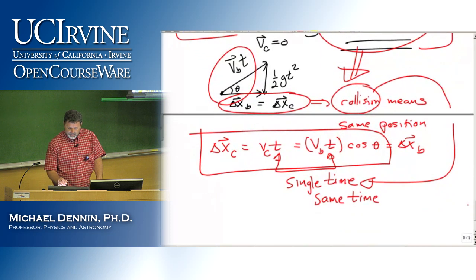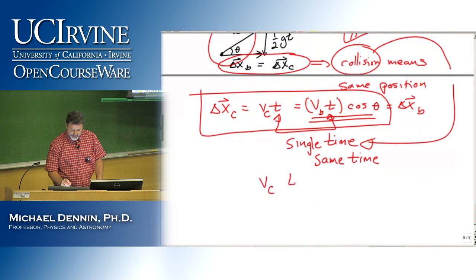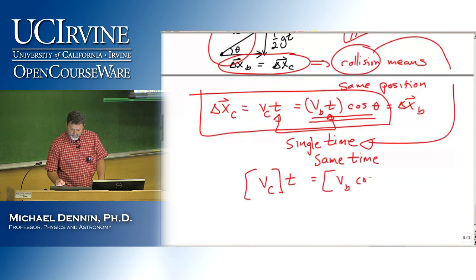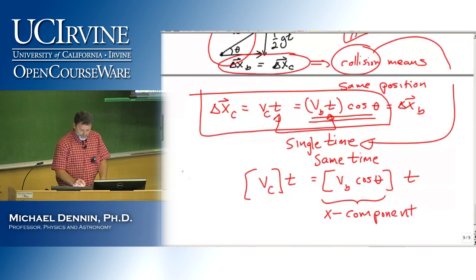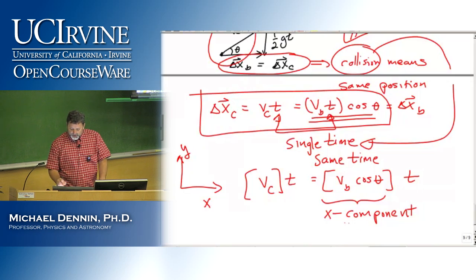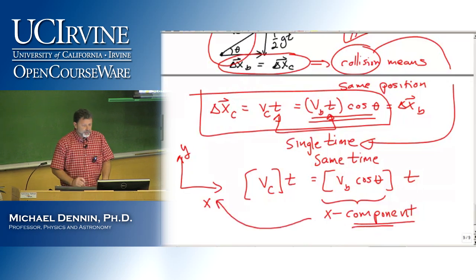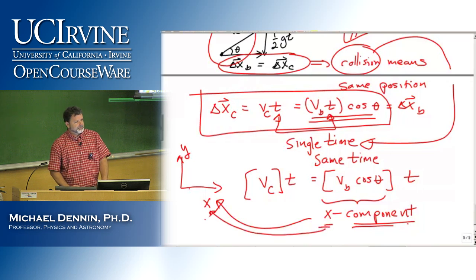And this highlights the idea of what we mean by a component to the velocity. Notice we can write these equations as v of the cart times time, and we can write it as vb cosine theta times time. And we call this the x component, or horizontal component, when I make my coordinate system. If you're going to use components, you better have drawn a coordinate system. If you use components and you don't draw a coordinate system, you will lose points. Because this only makes sense because I drew that.